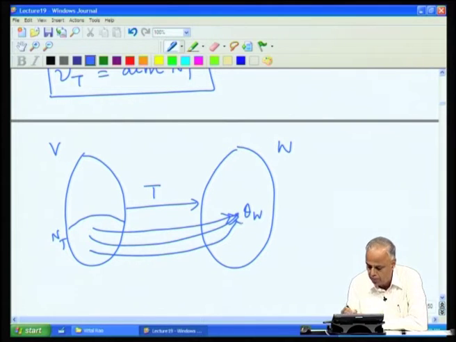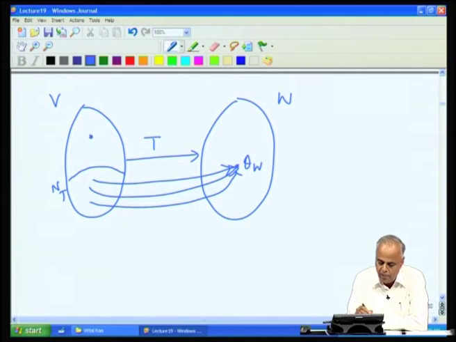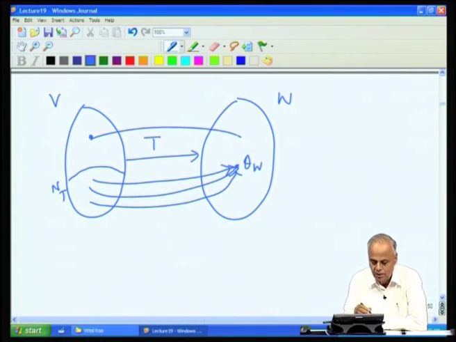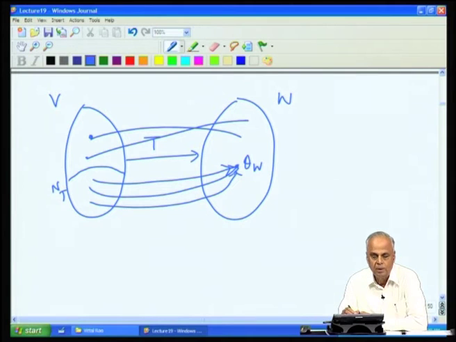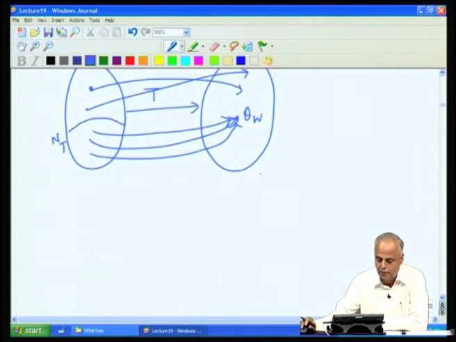All the vectors in this portion are going to be focused to W, the 0 vector in W. Now, if I take any vector that is not in N T, it will get focused elsewhere. This one may be focused somewhere. So, we see theta W is one focal point and there may be other focal points. That means there will be other points in W where the image of a vector in V may come and fall. We collect all these focal points.